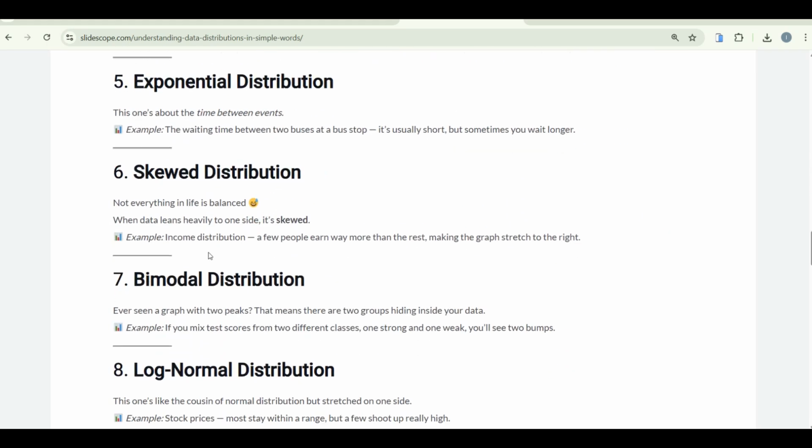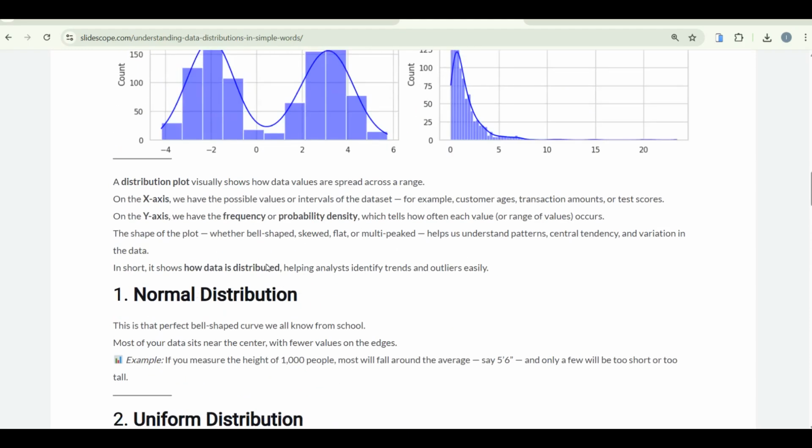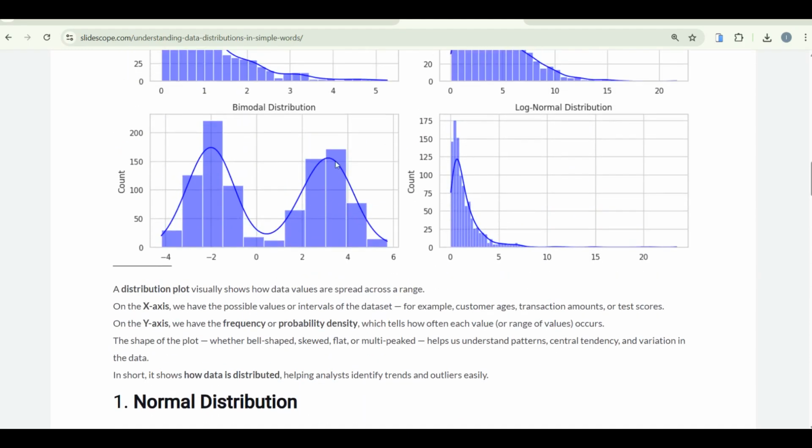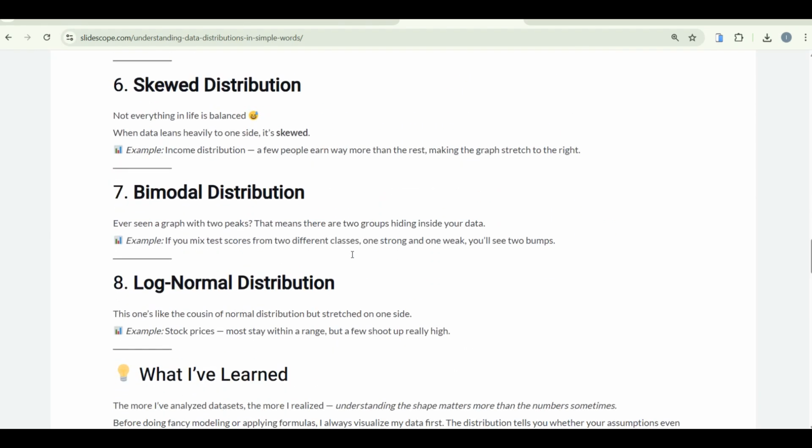So then we have bimodal distribution. You must have seen graph with two peaks. Here you can see a bimodal distribution. So this type of graph is called bimodal. This means there are two groups hiding inside your data. Example is, if you mix test score from two different classes, one is strong and one weak, you will see two bumps. This is one example.